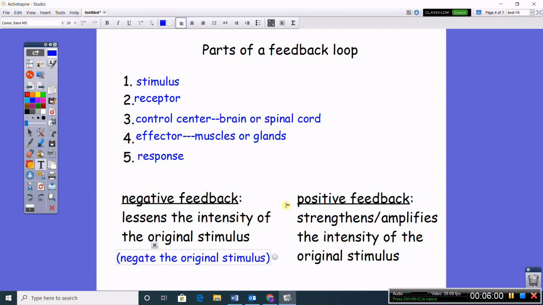With positive feedback, the response or the outcome is trying to strengthen or amplify the intensity of the original stimulus. Okay, so this is an example like with blood clotting or childbirth.